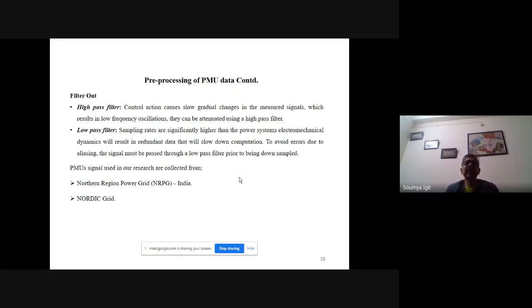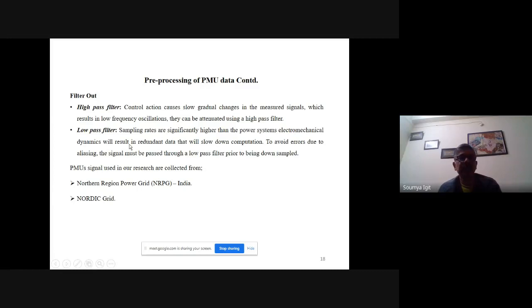Basically, we have taken two signals. This was in the Indo-Norway project at that time. It was the PMU signal from the northern power grid and the Nordic grid. And I told you regarding the function of the high pass filter as well as the low pass filter. It is the control action for a slow gradual change in the measured signal, which results in a low frequency signal. They can be attenuated using the high pass filter and the low pass filter, with a sampling rate significantly higher than the power system electromechanical dynamics.